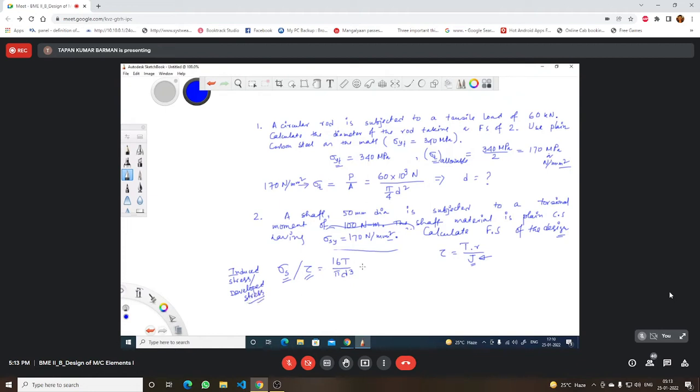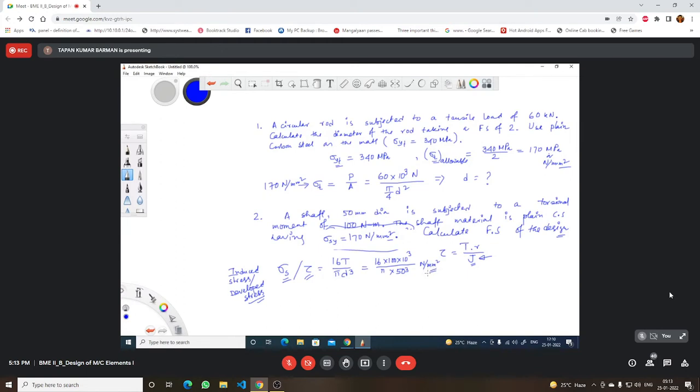So from here you have to calculate that thing. 16 into T means here 100 Newton meter. So in Newton millimeter, I will put the value here. Pi into d cube means 50 cube. So that should be the value in Newton per millimeter square. Do not forget to put the units here.